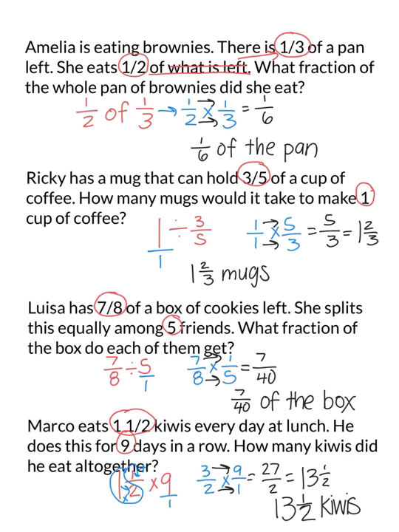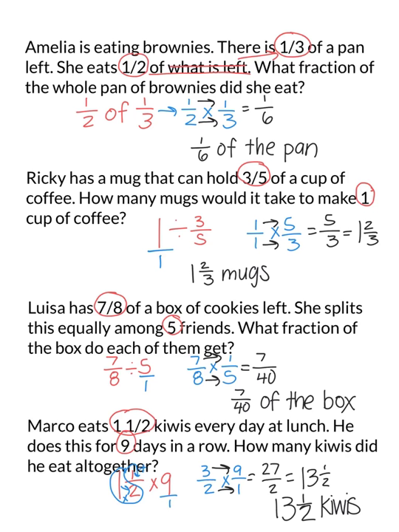So Amelia has 1/3 of a pan, and she eats 1/2 of what is left. Well, how much is left? 1/3. So I can change it to 1/2 of 1/3, which I can just solve by multiplying to get 1/6 of the pan.